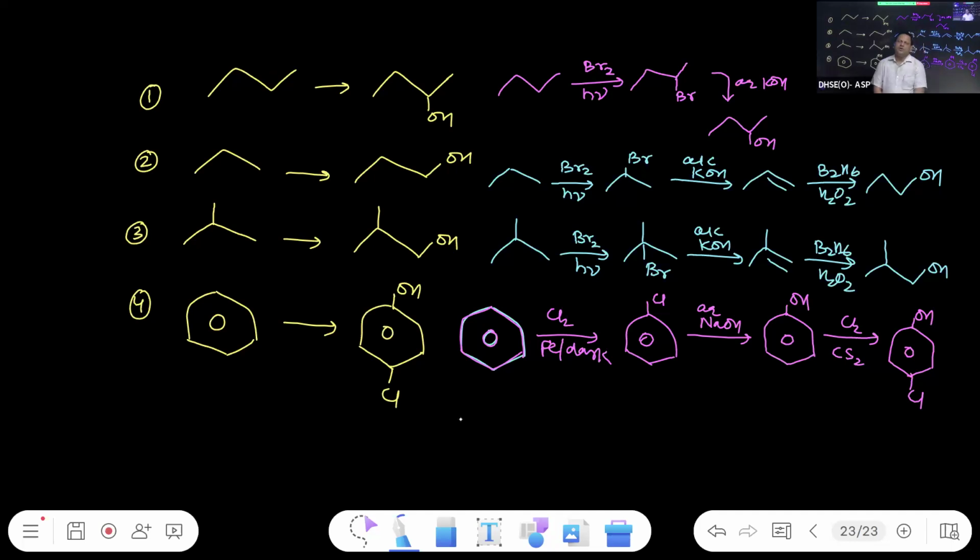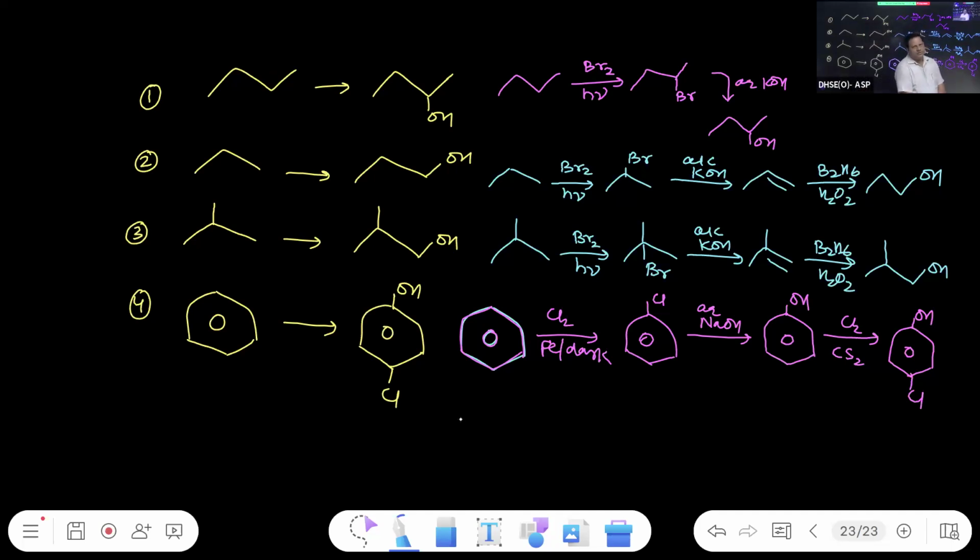So what are the methods to prepare alcohol? First, direct hydration of alkene. It goes through the formation of a carbocation intermediate. Second, hydroboration oxidation of alkene that will give the terminal alcohol. And the third one is oxymercuration demercuration, which makes the alcohol following the Markovnikov rule.